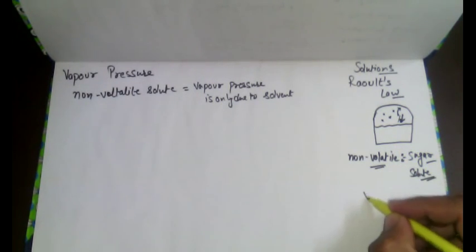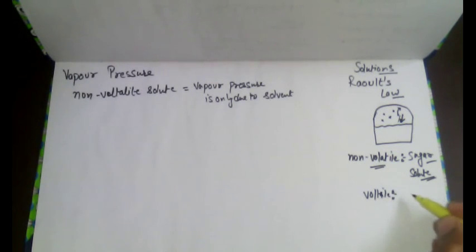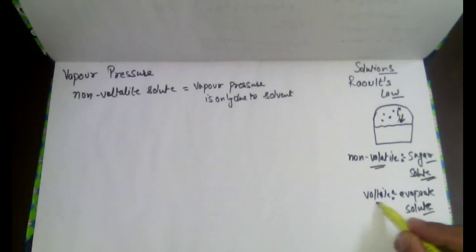When we talk about the volatile part, it means that the particles of the solute are able to evaporate. The solute which can evaporate, we call volatile. Now, if this solute is volatile, maybe a part of solid, maybe a part of liquid, then the vapor pressure will be equal to the sum of the two.